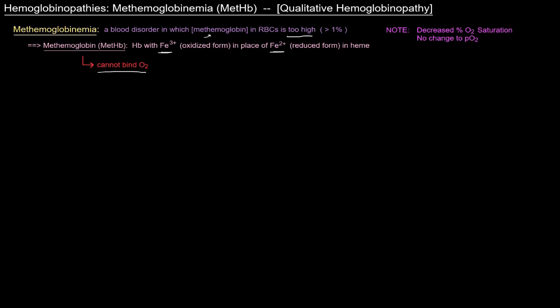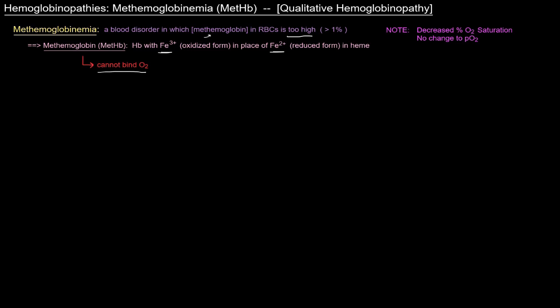Methemoglobinemia is marked by a decrease in the percent of O2 saturation because of this, the methemoglobin not being able to bind oxygen, but that doesn't change the partial pressure of oxygen.